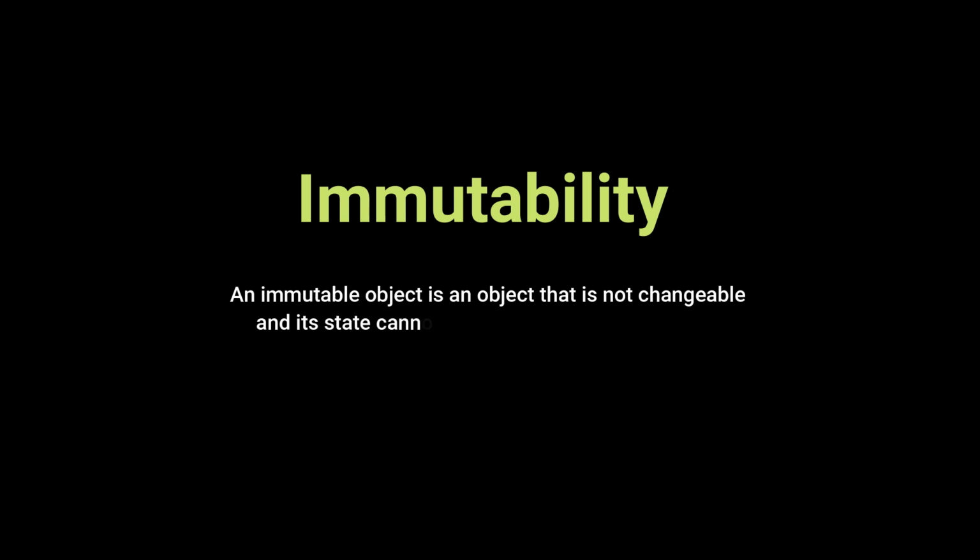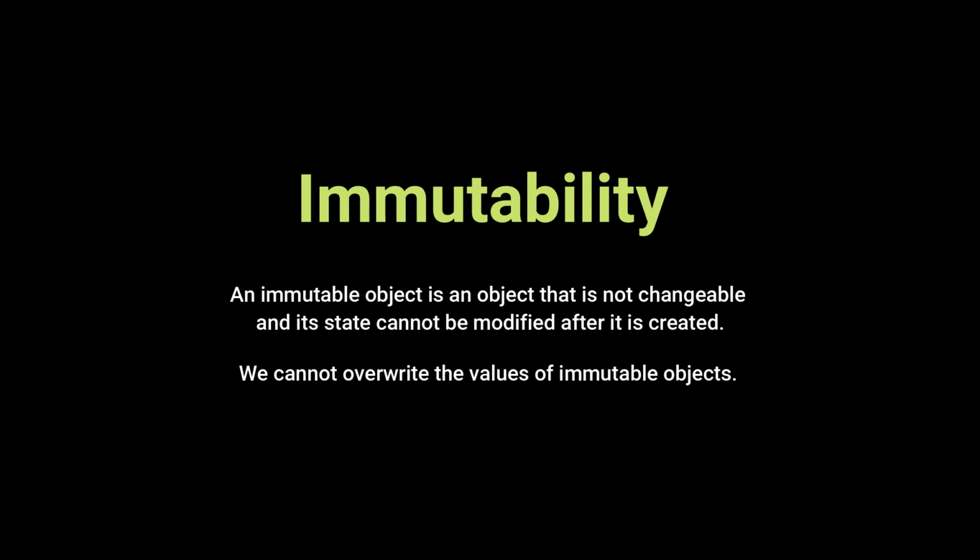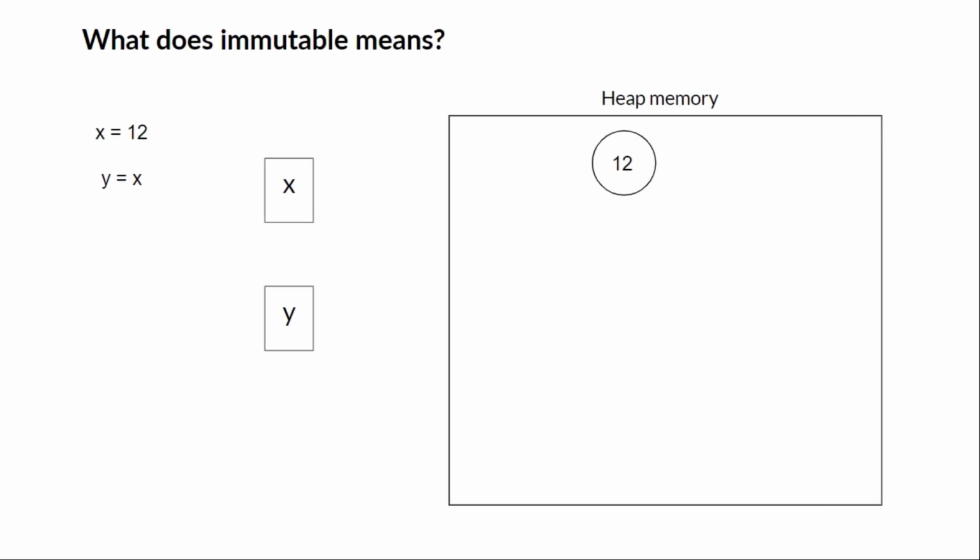Hi, today we'll see immutability. An immutable object is an object that is not changeable and its state cannot be modified after it is created. We cannot override the values of immutable objects. However, we can assign the variable again.